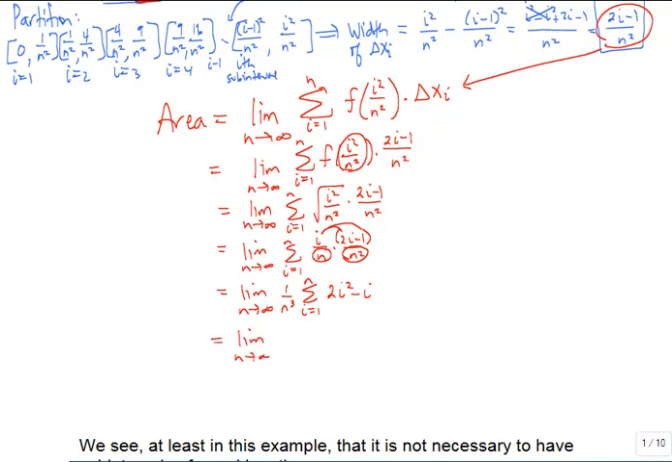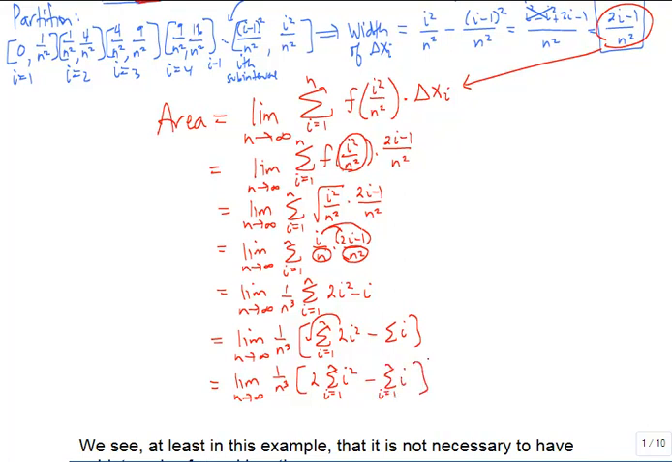Now what I'm going to do is break this difference up into two sums. I'm going to take the sum of the 2i squared minus the sum of the i. And now I'm going to go ahead and pull the 2 out of that particular sum. So I'm going to pull this 2 out front. So what I have now is the sum of i squared and the sum of i.